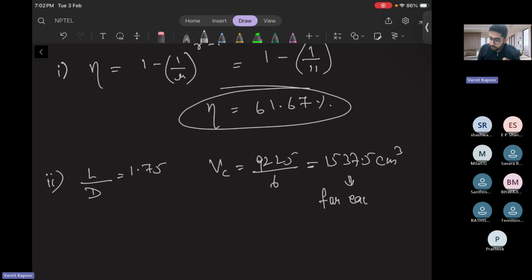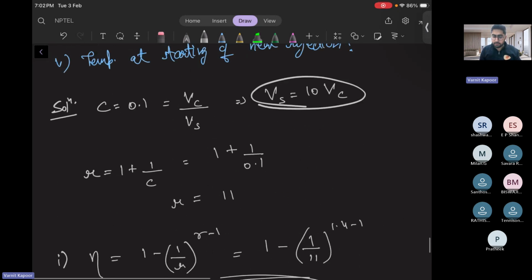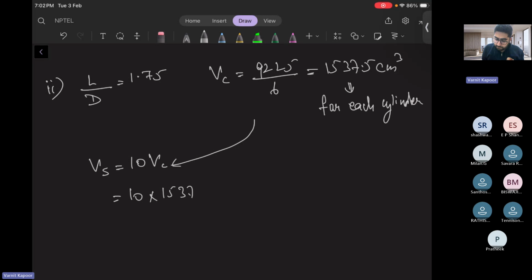For each cylinder, you got the clearance volume. We know that swept volume is 10 times the clearance volume, because the clearance ratio is given to us. So V swept is 10 times VC. VC is 1537.5, so 10 times 1537.5 will be your swept volume.